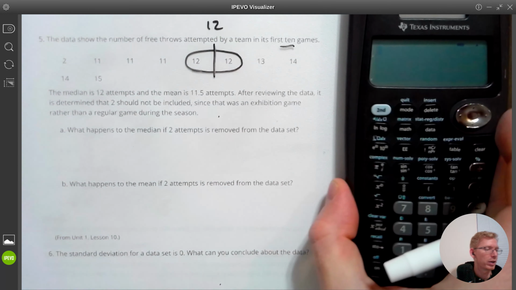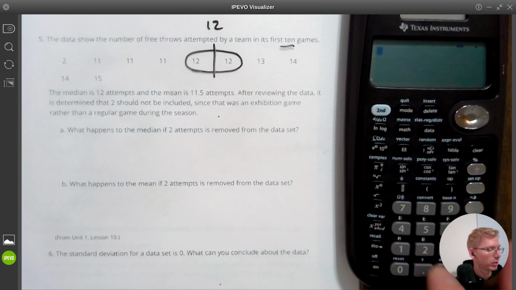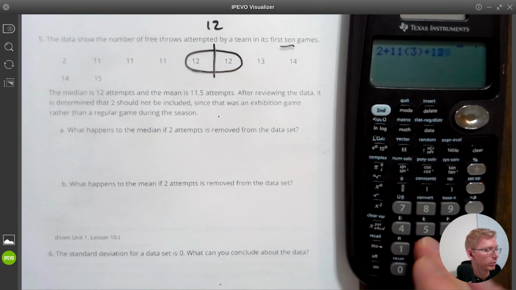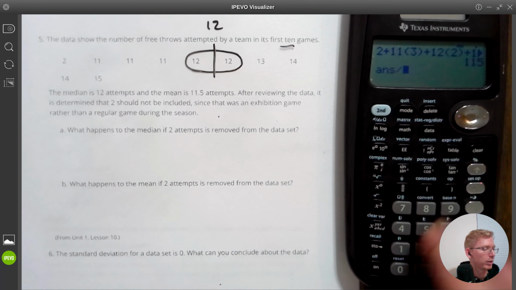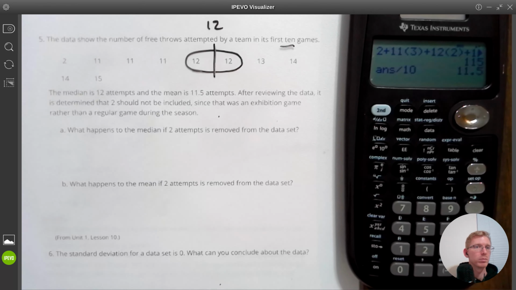Okay, so we would calculate the mean by adding everything up. So 2 plus 11. And there's 3 11s, so I'm going to save a little bit of time by doing 11 times 3. And there's 2 12s. And there's a 13 and 2 14s and a 15. And we get all of that and we divide it by 10 because there were 10 games, right? So we get 11.5 attempts.